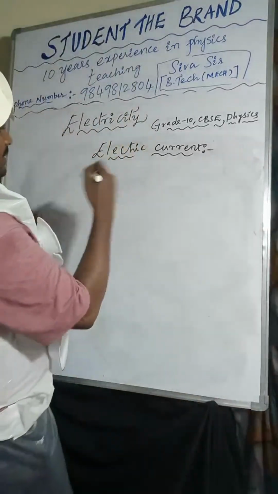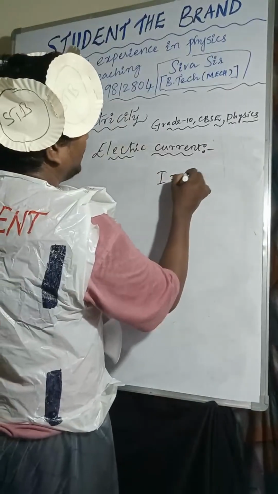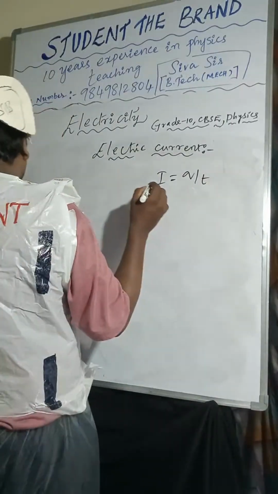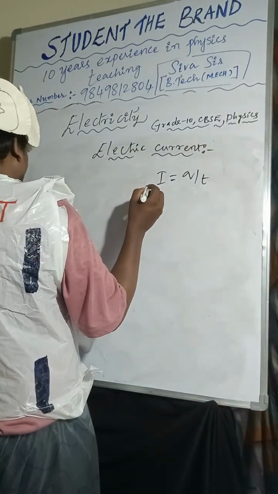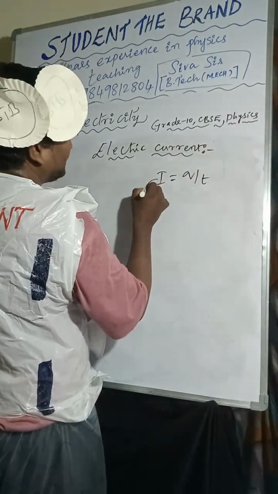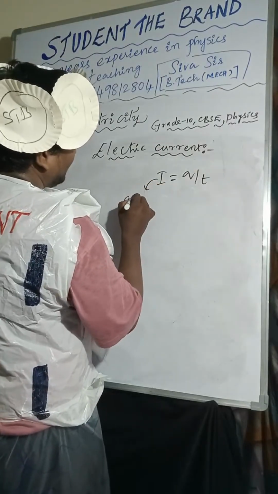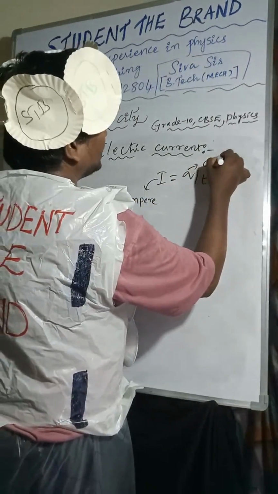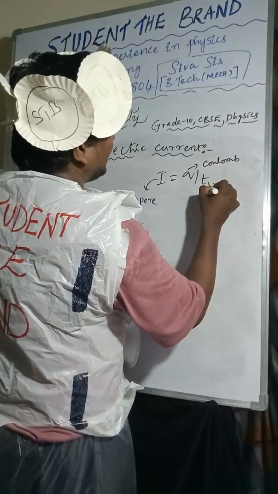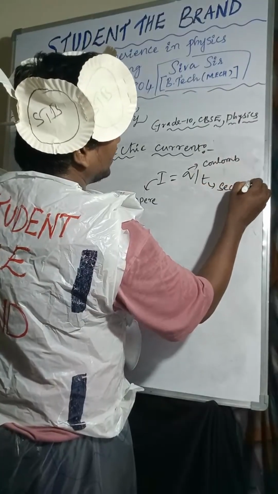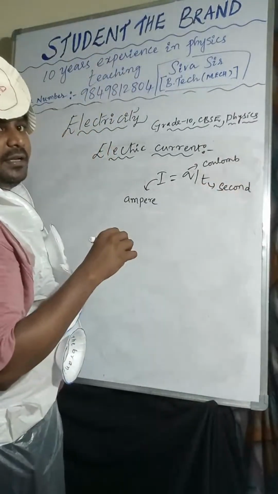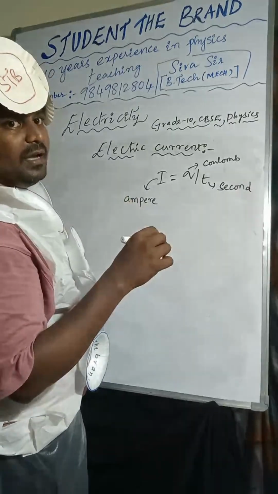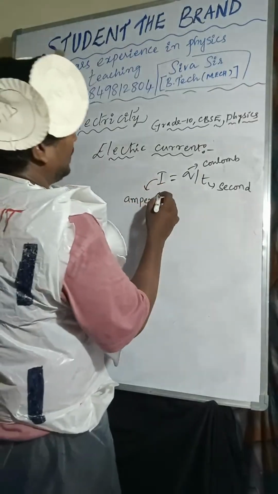So I'm considering I equal to Q by T. I is the current. The SI unit of current is ampere. The SI unit of charge is coulomb, and the SI unit of time is second. So I equal to Q by T.